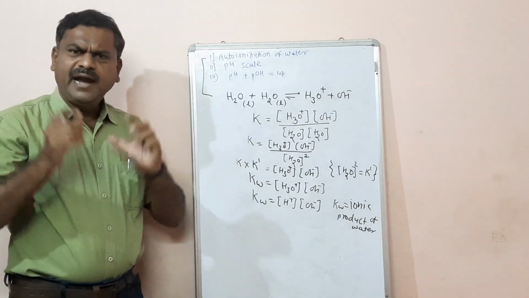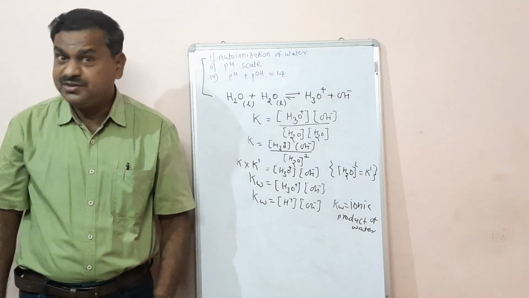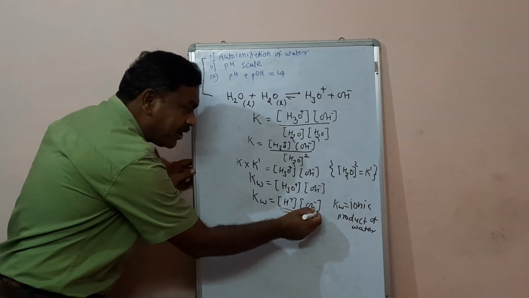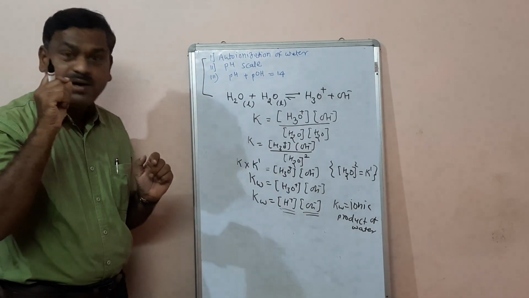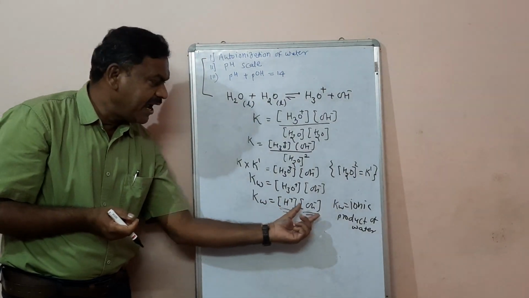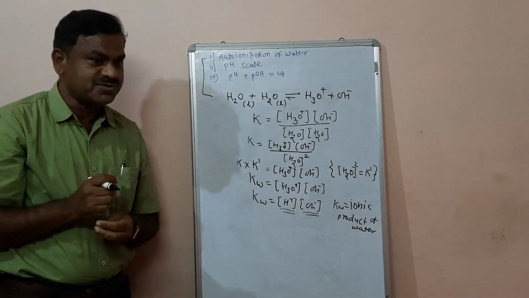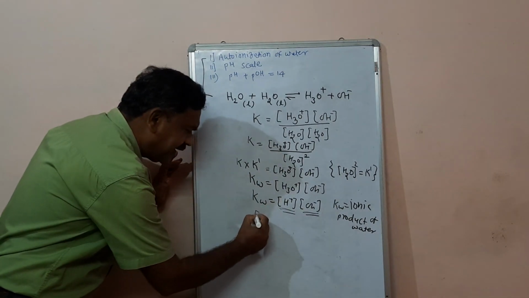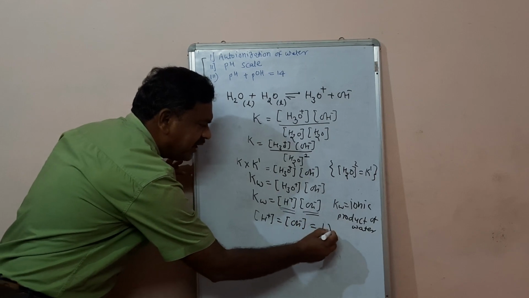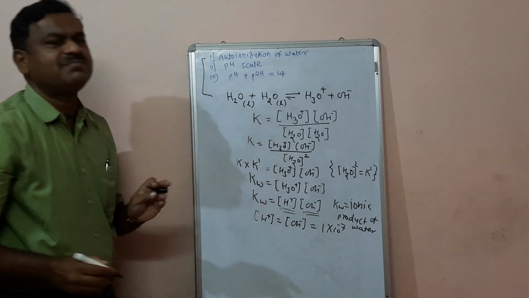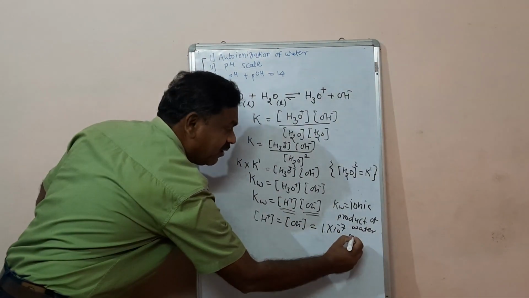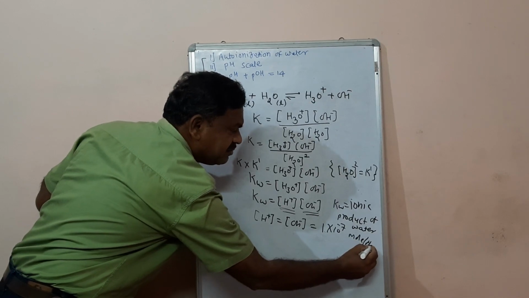Now, at 25 degrees centigrade, the value of the molar concentration of H plus and the molar concentration of OH minus ions, that value is, means H plus is equal to OH minus equal to 1 into 10 raised to minus 7 moles per liter. Moles per liter or moles per decimeter cube.